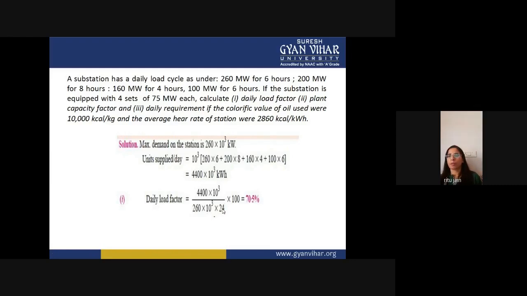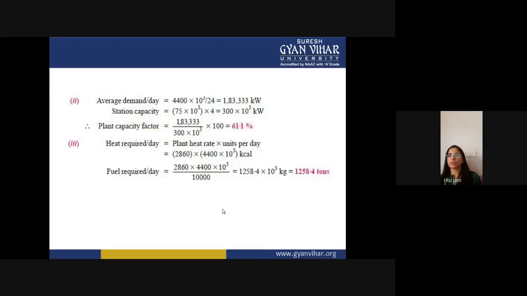Now, the plant capacity factor. As you know, the plant capacity factor is equal to average load divided by plant capacity. The plant has four units, so the station capacity is 75 into 10 to the power 3 into 4. And this is your average load, in kilowatt. You divide the average load by the station capacity, and you will get 61.1%, which is the plant capacity factor.